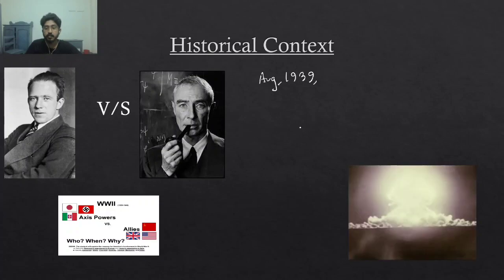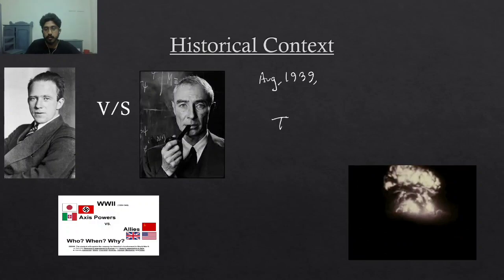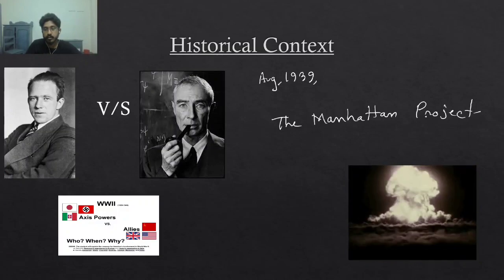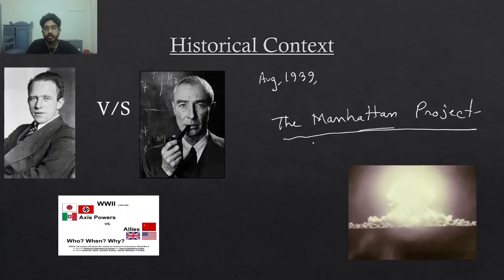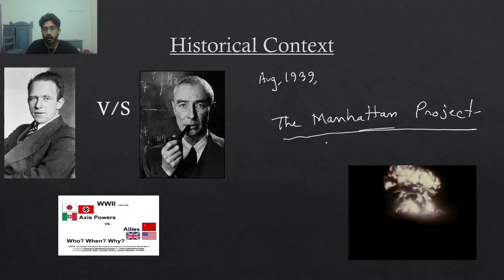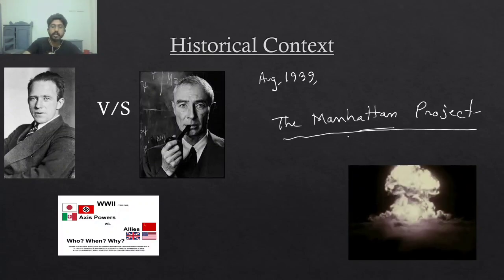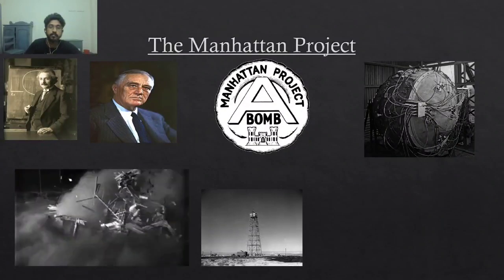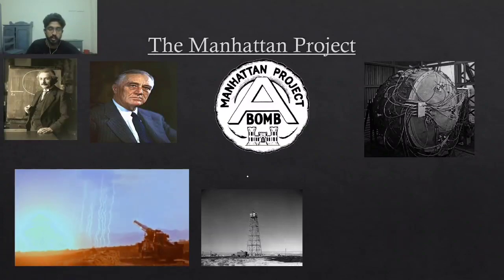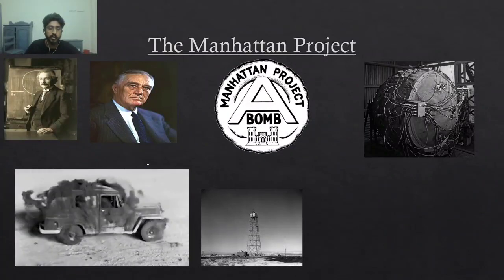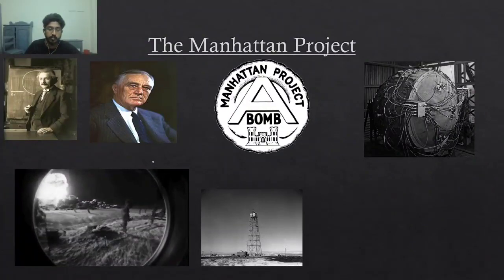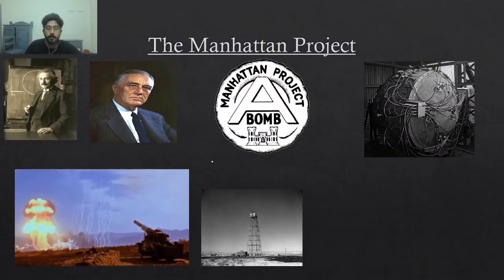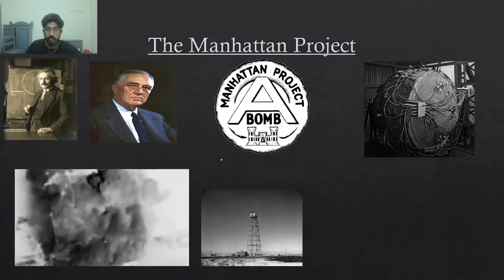And due to that, Roosevelt formed the Manhattan Project. And Robert J. Oppenheimer was appointed as the director of this project. So let's move forward. The Manhattan Project. So Einstein on 2nd August 1939 wrote a letter to President Roosevelt regarding the danger that the Germans were trying to make an atom bomb. And for that, the Manhattan Project was formed in August 1939.